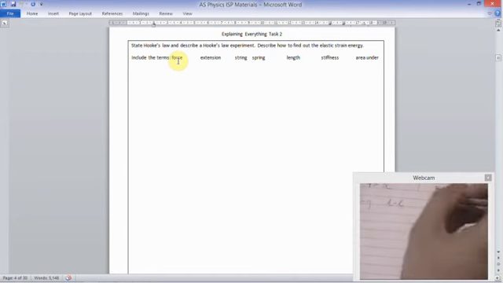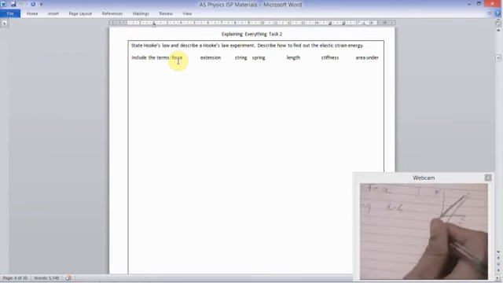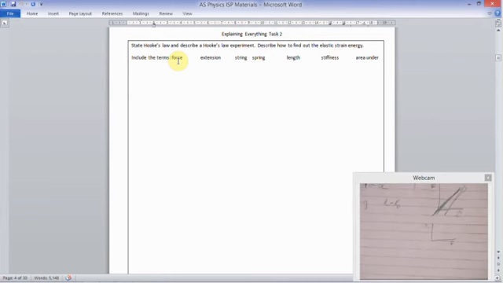Now, key things to think about. The axes can be either way around, so be careful. Sometimes they have extension on this axis and force on this axis. It can be compression or extension. Both of those are ways of showing Hooke's law. As long as it's a straight line through the origin, it obeys Hooke's law. That's the idea of proportionality.